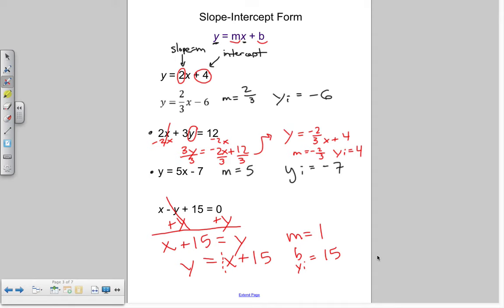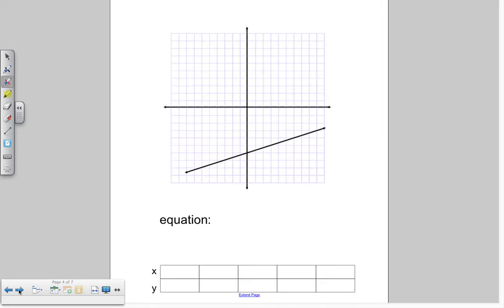Okay, now that is tricky, and I went through that really fast. So you're going to practice that in this lesson, but let's keep going. Now I'm giving you a graph, and I want you to come up with the equation and the table. Well, we practiced that a little bit in the last two videos, but now we're going to do it again.